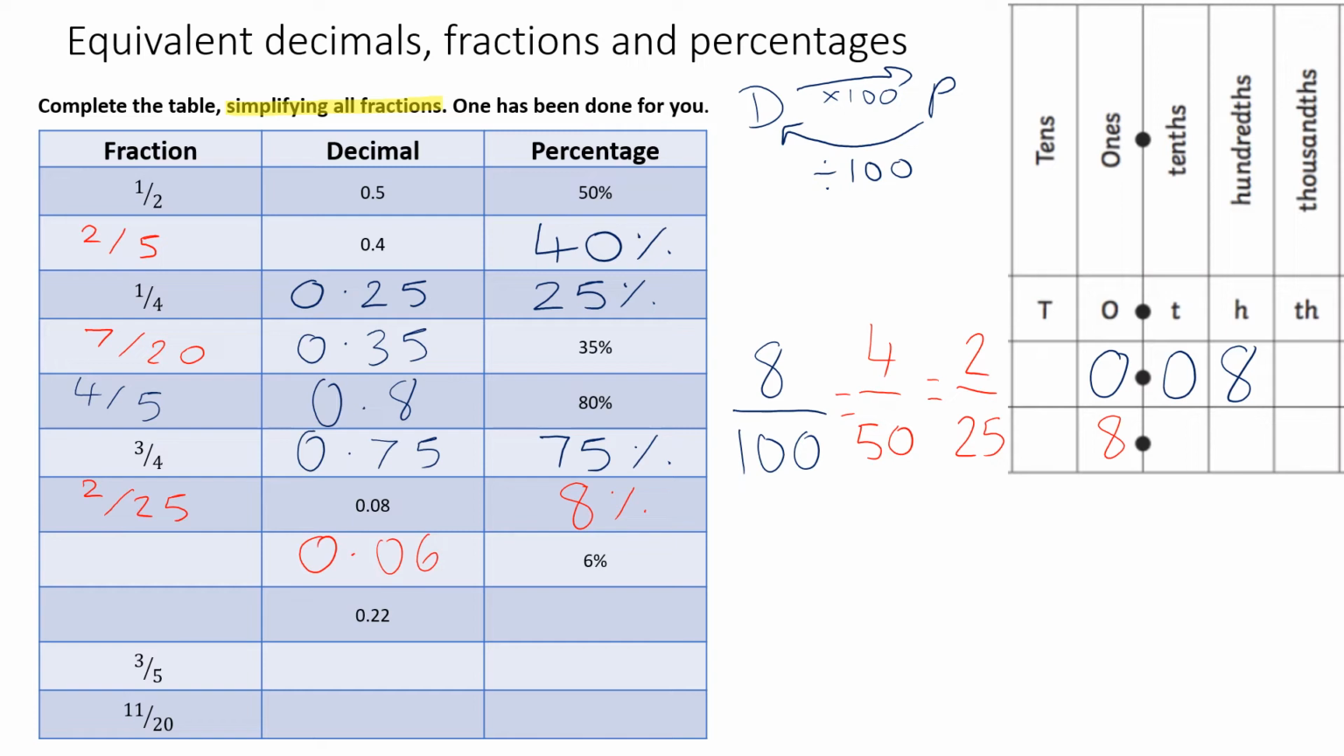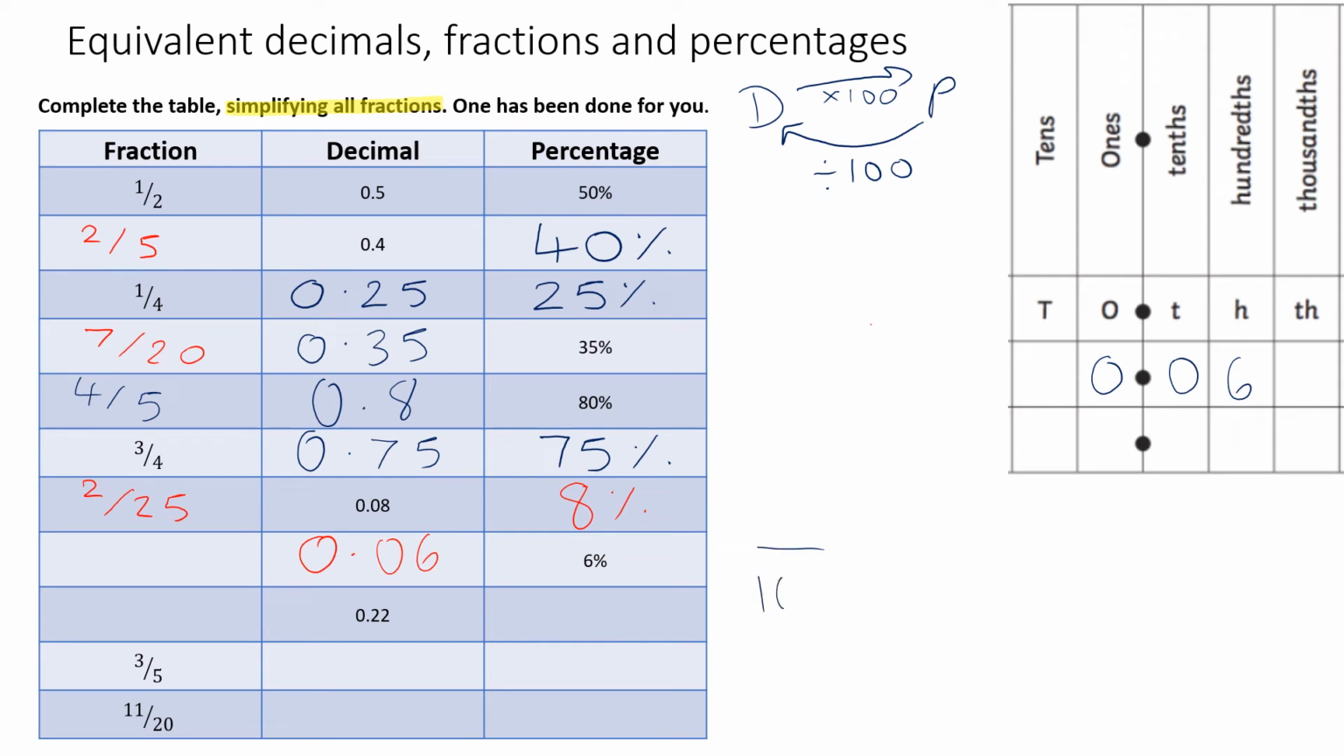Well, if we were to put that into our place value chart, 0.06. I've got a 6 in the hundredths column, so it's out of 100, and there's 6. Okay, I know they're both even, so divide by 2, half, 3 over 50, and you cannot simplify anymore because there are no multiples of 3, multiples of 3 times table don't go into 50.